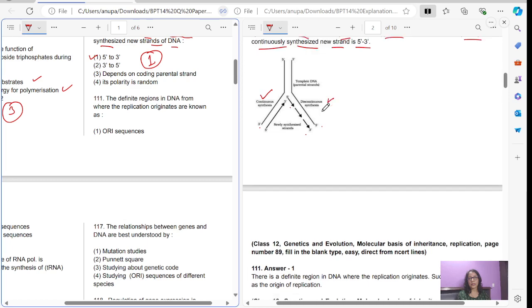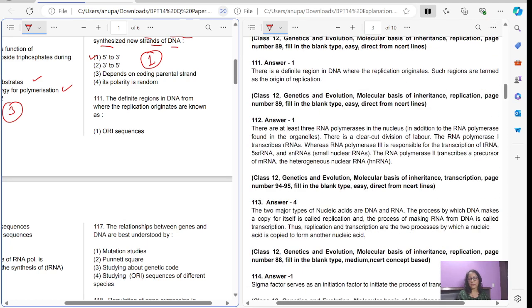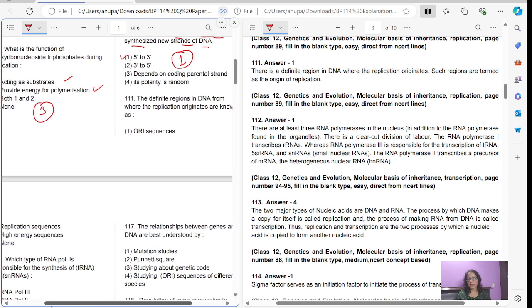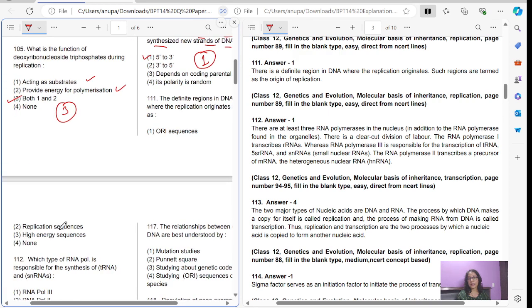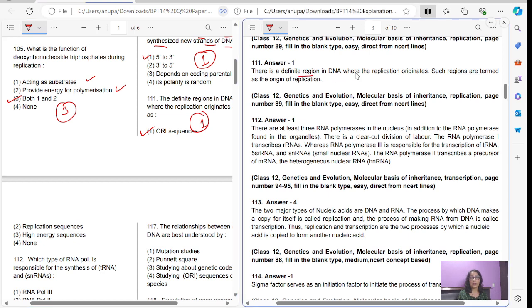Now, let's move to the next question. That is question number 111. Let's read the question. Question states that the definite regions in DNA from where the replication originates are known as. And the options are ORI sequences, replication sequences, high energy sequences, none. The answer for this question will be ORI sequences. That is option 1. There is a definite region in DNA where the replication originates, and this region or such regions are termed as origin of replication or ORI sequences. So, answer will be option number 1.